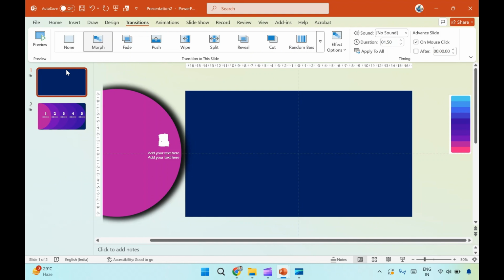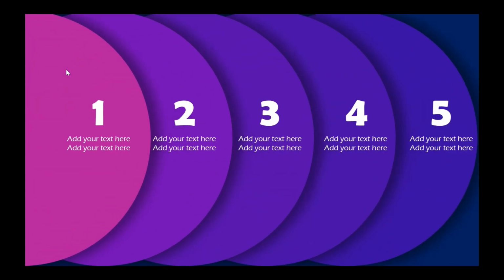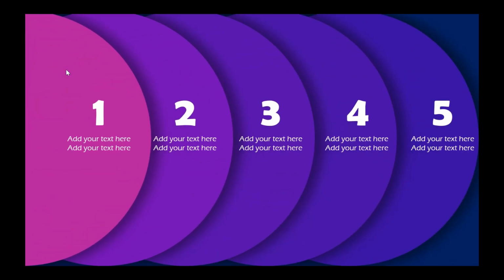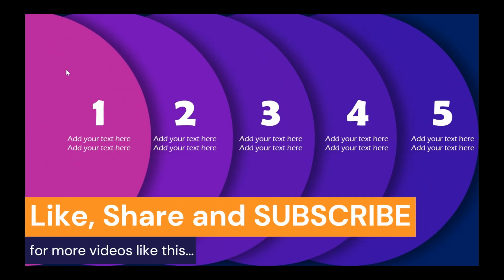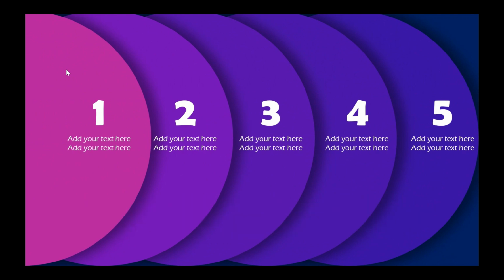So if I go to slideshow now, I'll press Shift F5, and if I play next, you can see that the slide is now ready to go. Isn't this beautiful, right? And in this one, if you have 6 topics, you can make 6 circles like this.